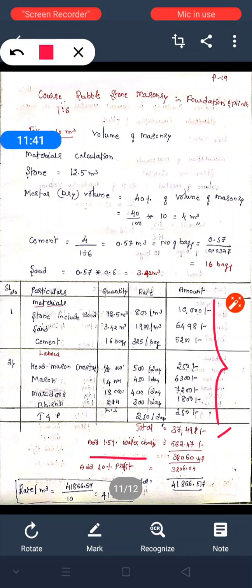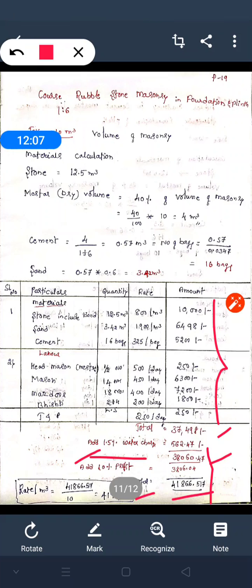For this I added 1.5% of water charges here, and after adding water charges, I got the total amount of 38,060 rupees. And for this I added 10% of contractor profit. After adding the contractor profit of 10%, I got 3,806 rupees. Then I calculated the grand total. The grand total is 41,866.51. This is for 10 meter cube of work.